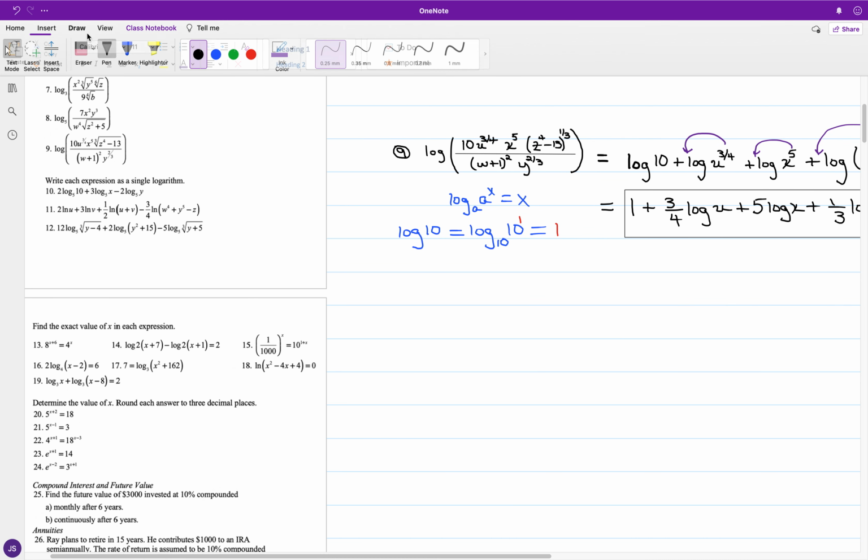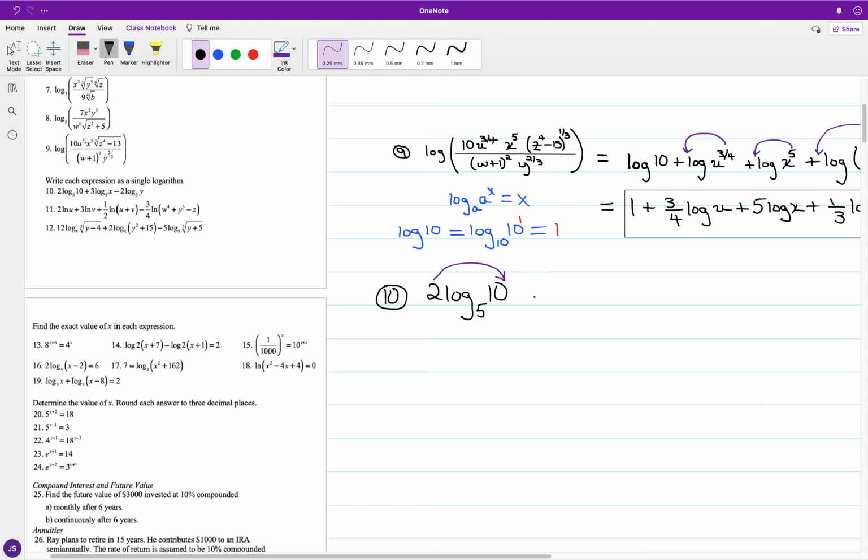All right, now for what we have in the case of numbers 10 through 12, now we're looking at consolidating logarithmic terms into one logarithm. And for number 10, you've got 2 times the base 5 logarithm of 10 plus 3 times the base 5 logarithm of x, and we have minus 2 times the base 5 logarithm of y. Okay, so you have 2 times the base 5 logarithm of 10.